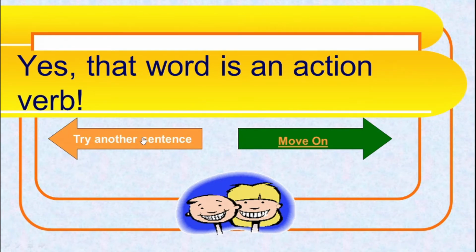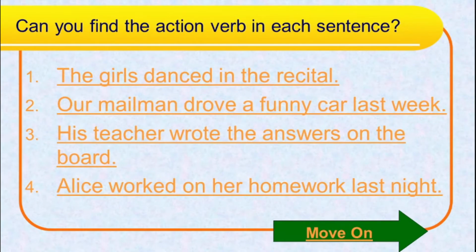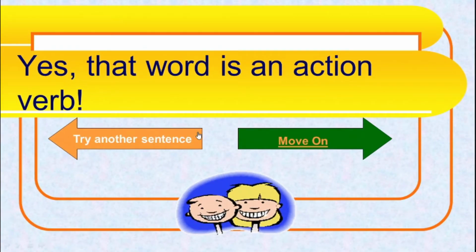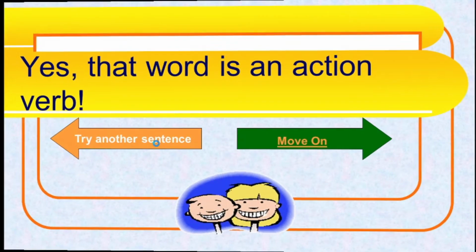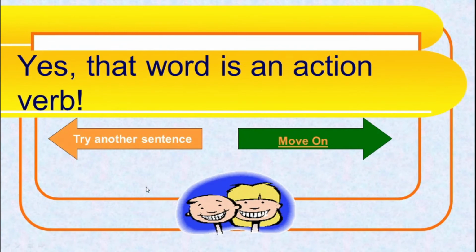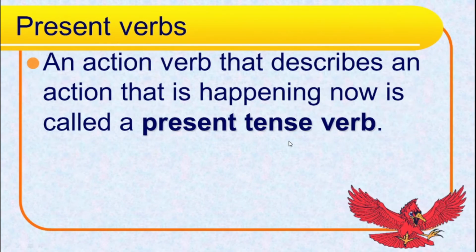Let's try another sentence. Number 3. His teacher wrote the answers on the board. Wrote. Yes, that word is an action verb. Let's try another sentence. Number 4. Alice worked on her homework last night. Worked. Yes, that word is an action verb. Let's move on.